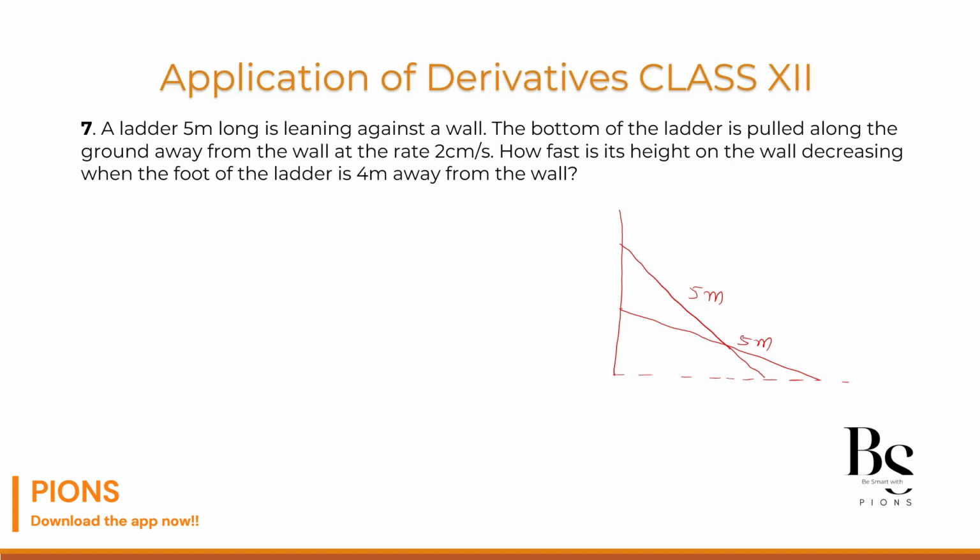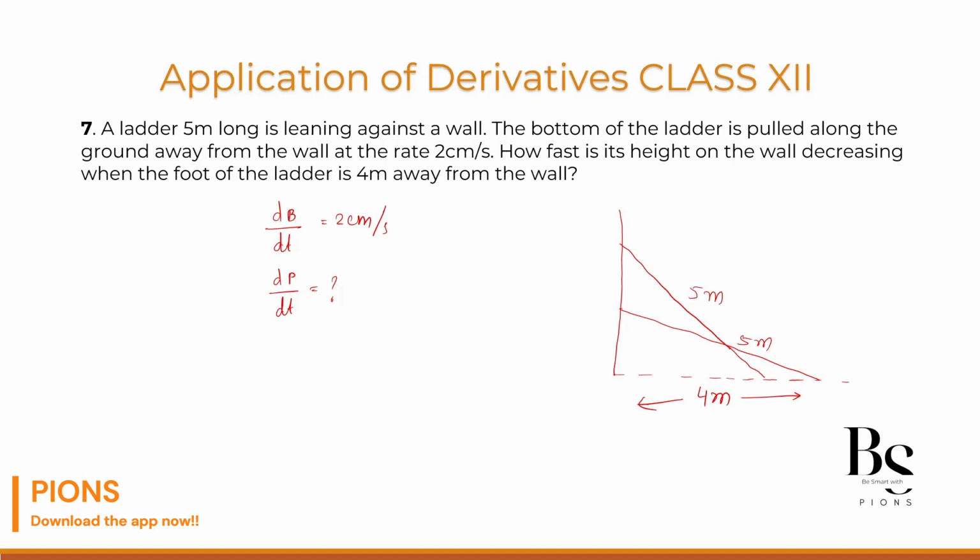Let's read the second line once again. The bottom of the ladder is pulled along the ground away from the wall at the rate of 2 centimeter per second, which means the base is changing with respect to time. dB by dt is 2 centimeter per second, correct? How fast is its height on the wall decreasing? Which means they are asking dP by dt, the perpendicular, how it is decreasing when the foot of the ladder is 4 meter away. So at this very instant, the base is 4 meter away.